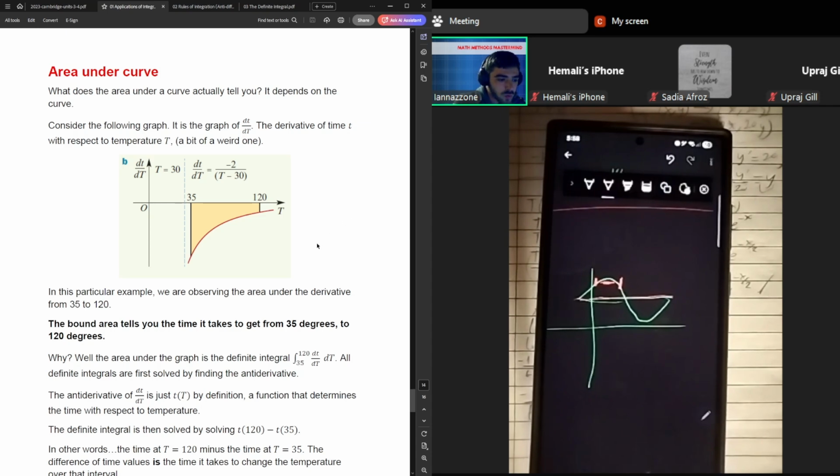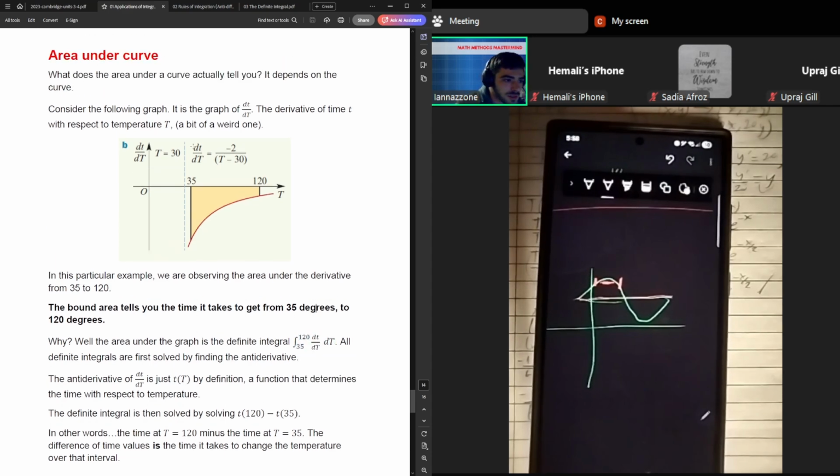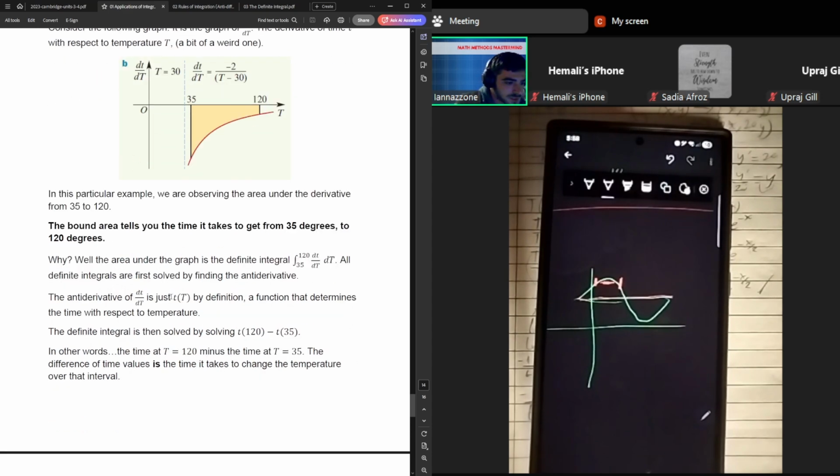If you anti-differentiate this function, you get little t of big T. If you have a derivative and anti-derive it, you get back to the original function. So just like if you have dy on dx and you anti-derive that, you get back to y, if you have d little t on d big T and you anti-derive this, you get back to little t. That's this one here, little t of big T, the time for any given value of temperature.